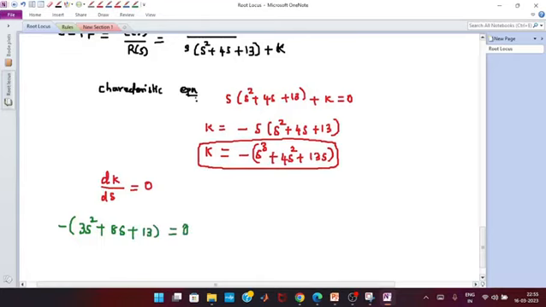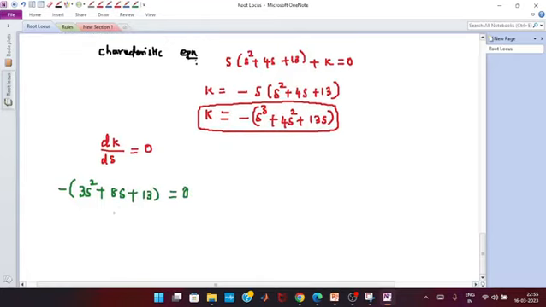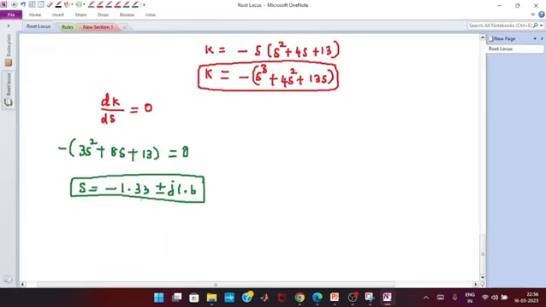Now, using this equation, try to find the roots of s, right? So the roots of s may be s = -1.33 ± j1.6. So this is the root, and this is the breakaway point, right? So now what I have to do is use this breakaway point, -1.33 ± j1.66, right?